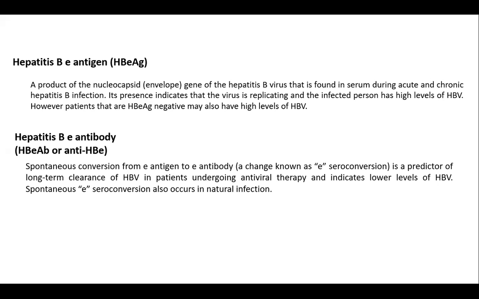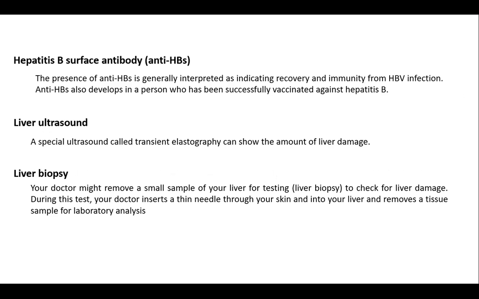And for the hepatitis B E antibody, spontaneous conversion from E antigen to E antibody, a change known as E seroconversion, is a predictor of long-term clearance of HBV in patients undergoing antiviral therapy and indicates lower levels of HBV. Spontaneous E seroconversion also occurs in natural infection. And for the hepatitis B surface antibody, the presence of anti-HBs is generally interpreted as indicating recovery and immunity from HBV infection. Anti-HBs also develops in a person who has been successfully vaccinated against hepatitis B.